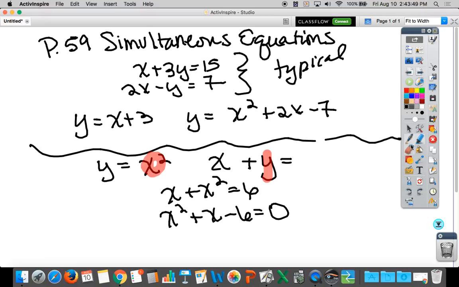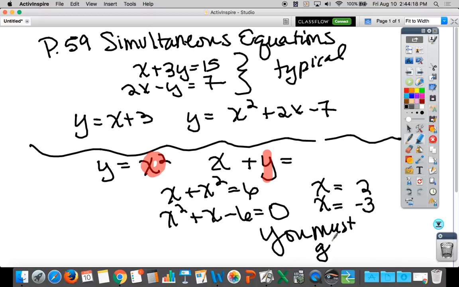Okay. Take out your calculator, do polysolve for me, and tell me what x equals and x equals. Okay, yeah. 2 and that's right. 2 and negative 3. Now, I also want the y values. You must give y values.